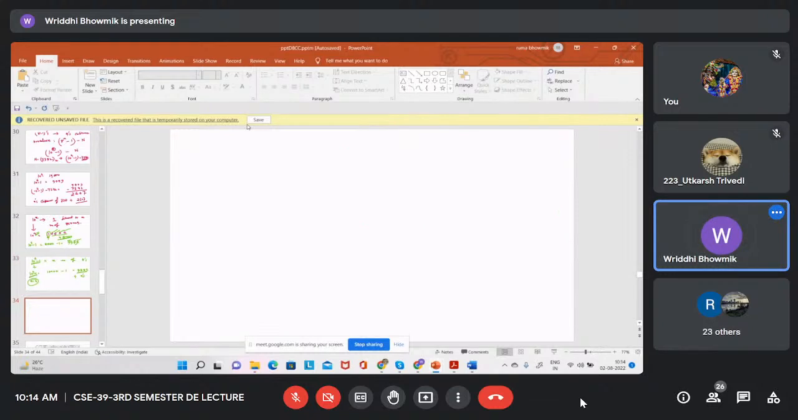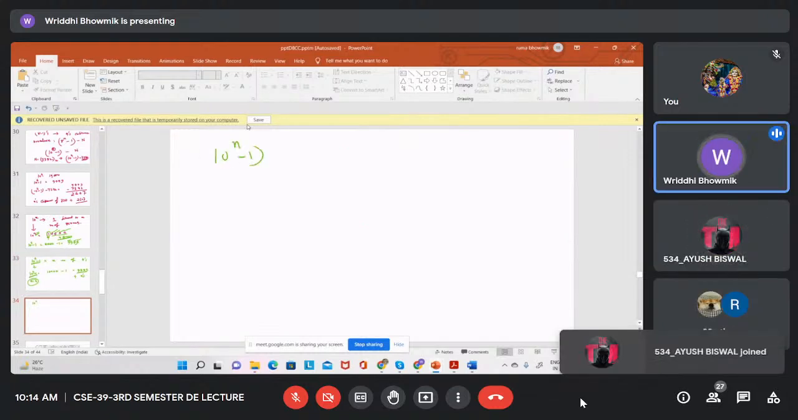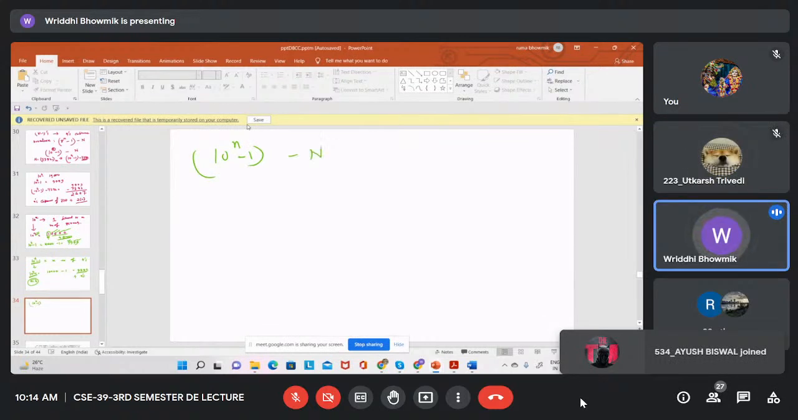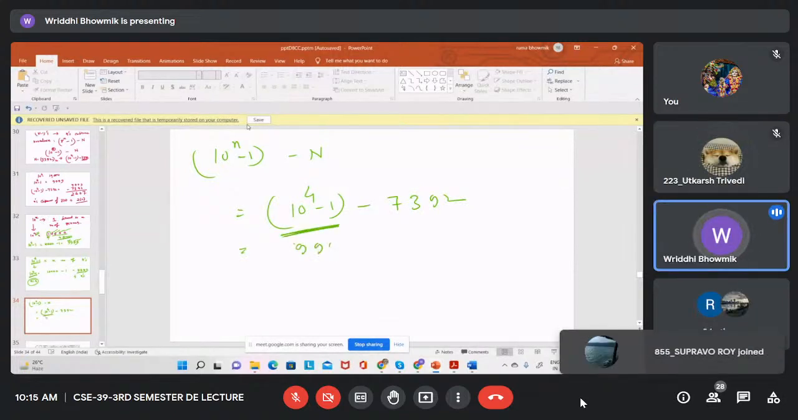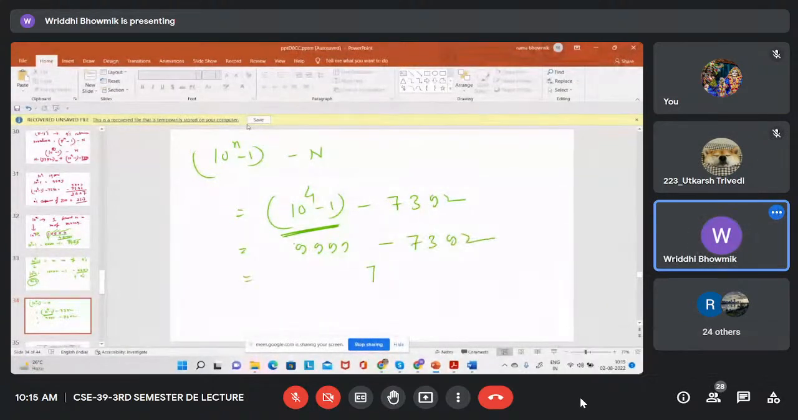And finally, what you are doing is 10 to the power n minus 1 minus capital N. For this particular case, it is 10 to the power 4 minus 1 minus 7392. This value is actually 9999 minus 7392, and then you are getting 2607.